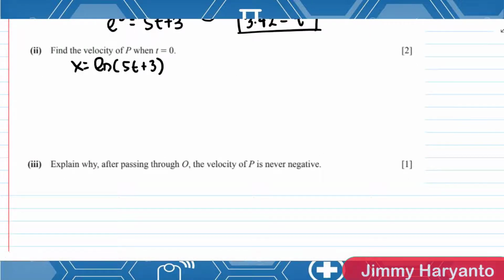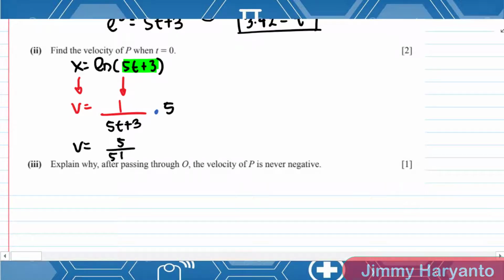And the next is velocity. When the question asks for velocity, you have to remember the differentiation of displacement. When displacement is differentiated, it will become velocity. Velocity equals ln differentiated into 1 over. Remember that, the derivative of ln is 1 over the function, 5t plus 3. But don't forget you have to multiply it one more time with the differentiation of the inside function. 5t plus 3 differentiated is 5. So the velocity will be 5 over 5t plus 3.